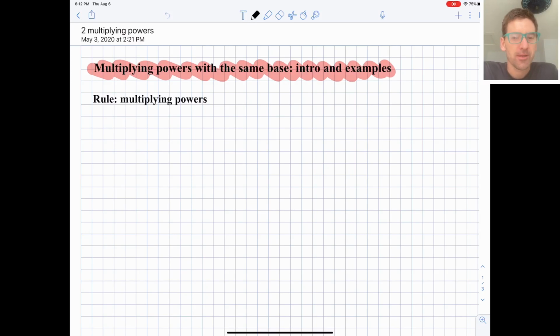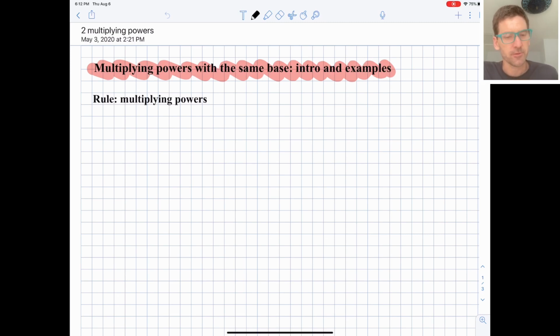All right, we're going to keep going with our unit on exponential functions, and this video will cover how we can multiply powers that have the same base. And we'll do an introduction first and then a couple examples. So, reminder that an exponent is just a way of counting how many times we're multiplying something by itself.